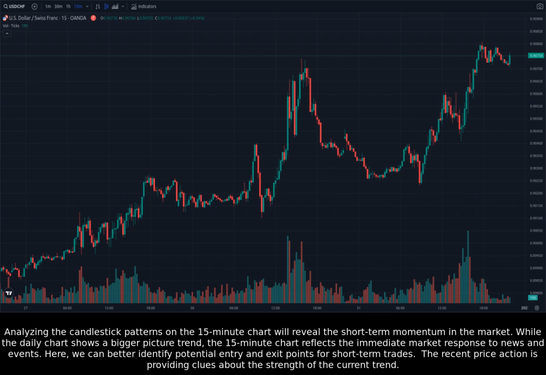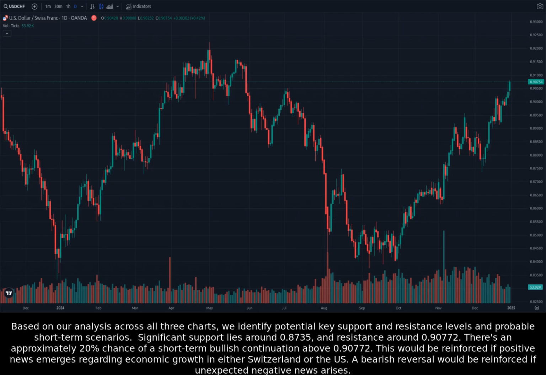While the daily chart shows a bigger picture trend, the 15-minute chart reflects the immediate market response to news and events. Here, we can better identify potential entry and exit points for short-term trades. The recent price action is providing clues about the strength of the current trend. Based on our analysis across all three charts, we identify potential key support and resistance levels and probable short-term scenarios.